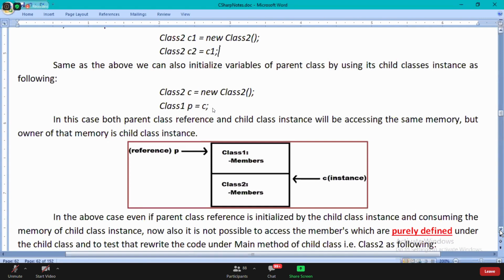Okay, but remember this particular point. A parent reference, even though initialized by a child instance, cannot call any member that is purely defined in the child class. Rule is rule. Parent cannot access child members. Understood? What is the use of the reference? I will tell you. We'll talk about it. When the situation comes, where references will be used, I will tell you.